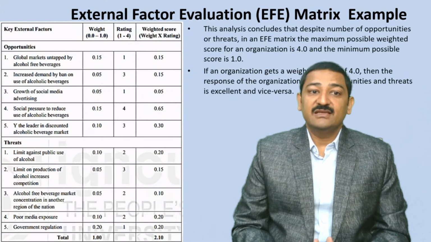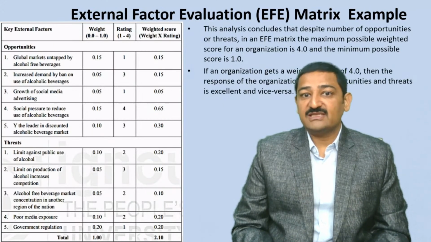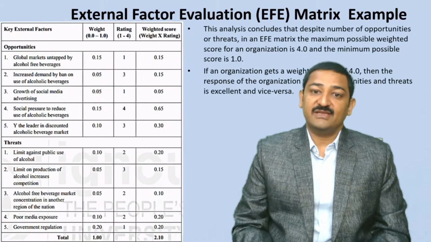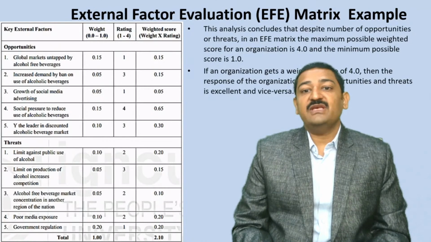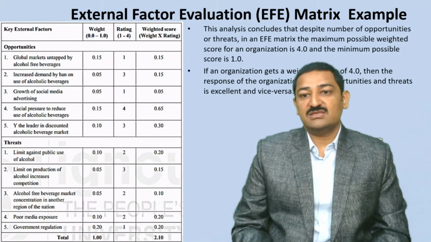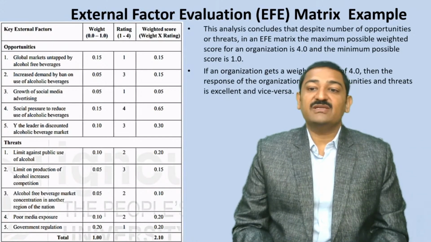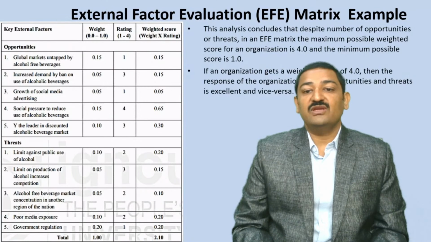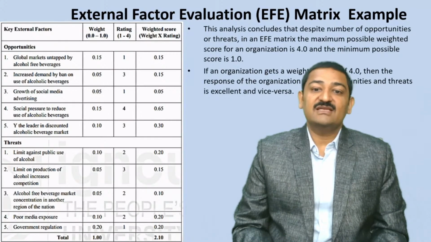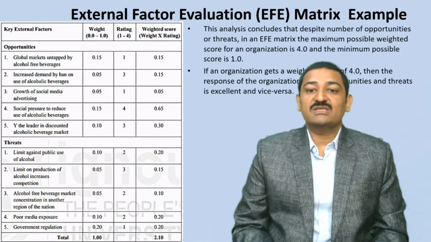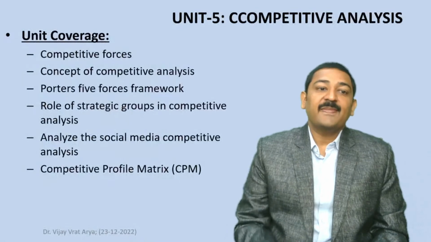that this external factor evaluation matrix concludes that despite the number of opportunities or threats in an EFE matrix, the maximum possible weighted score for an organization is 4 and the minimum possible score is 1, which is a poor position. So if an organization gets a weighted score of 4, then the response of the organization to the opportunities and threats is excellent. And in case it is 1, then that is a worse situation for the organization.